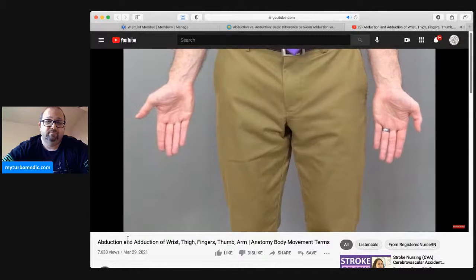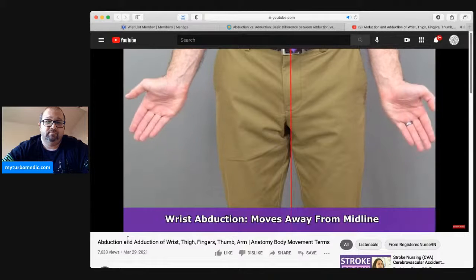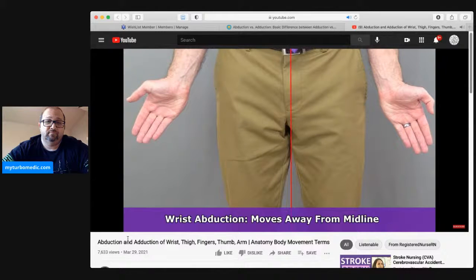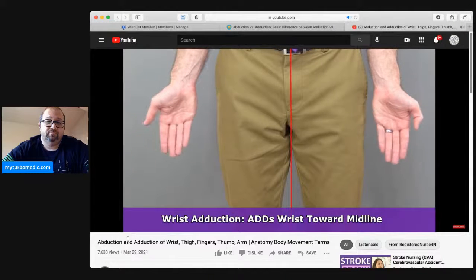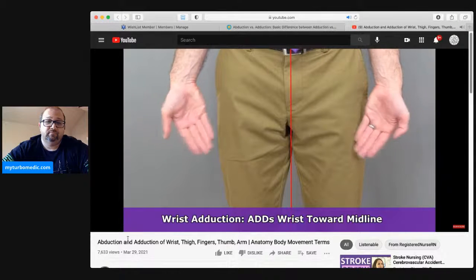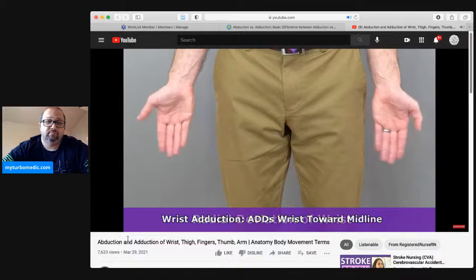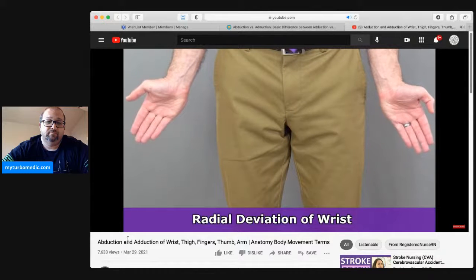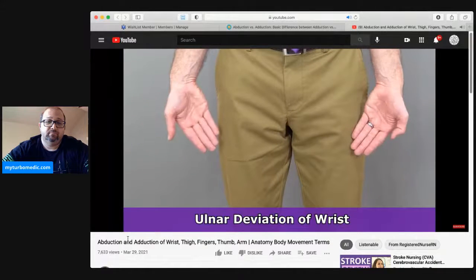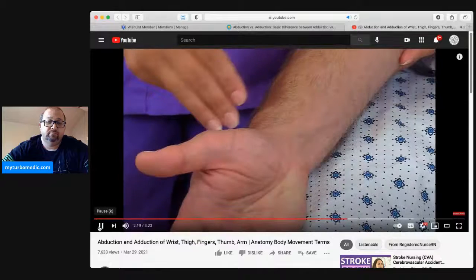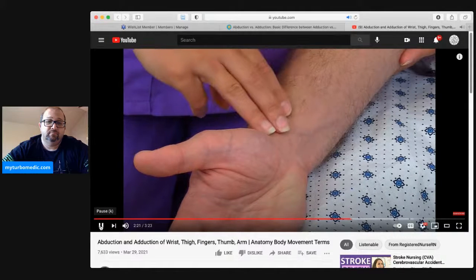When determining abduction and adduction of the wrist, I find that it helps to stand in the anatomical position. Abduction of the wrist has it moving away from the body's midline in the same direction as arm abduction. Adduction of the wrist has it going in the opposite direction, toward the body's midline. These movements are also referred to as radial deviation and ulnar deviation. Remember, the radius is on the thumb side, which is where you check the radial.